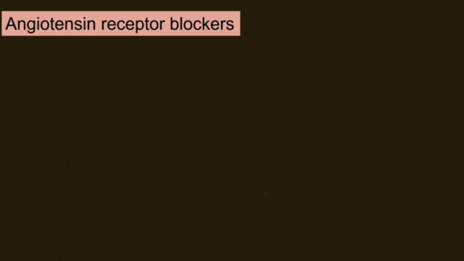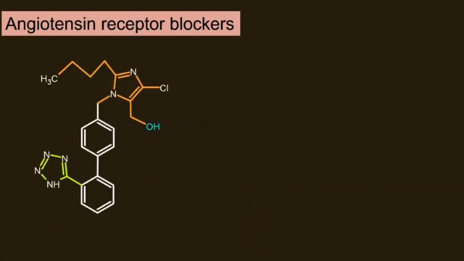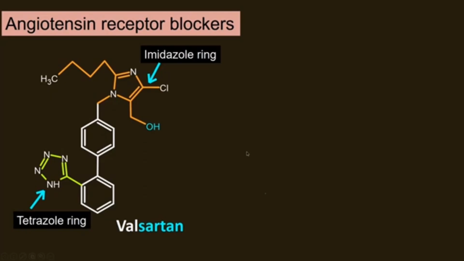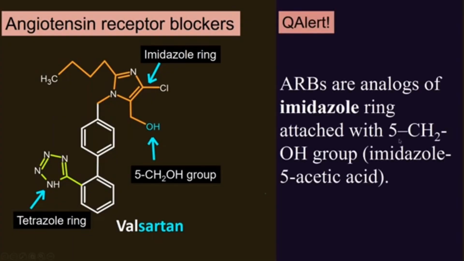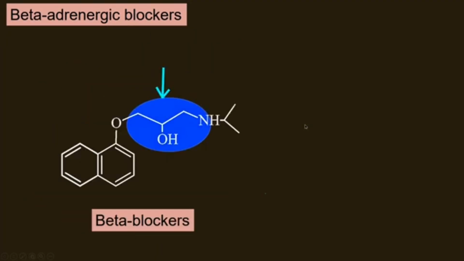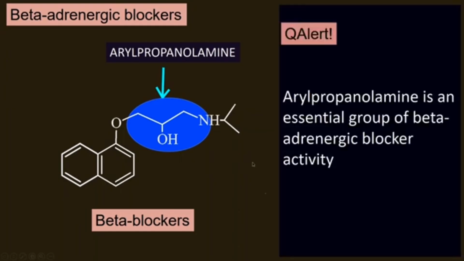Next, another antihypertensive class is angiotensin receptor blockers, also known as ARBs, which have a unique structure. For example, valsartan. Sartans have three major active sites. One is the tetrazole ring, then you have the imidazole ring, and then a CH2 ethanol group attached on top of the imidazole ring. So ARBs are analogs of the imidazole ring attached to this group that is essential for activity. Next, beta blockers, which are one of the older drugs. Beta blockers have a typical structure consisting of aryl propanolamine, with aromatic or aliphatic rings attached to them making different types of beta blockers.